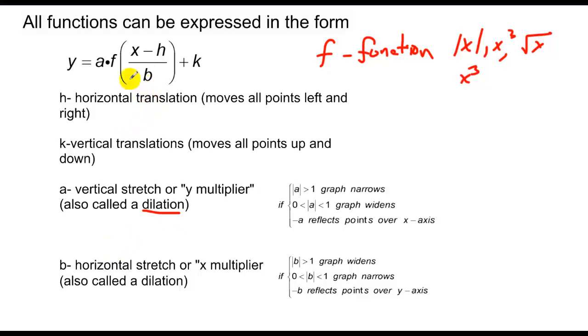Now this B term we haven't really used yet, but we will. It's called a horizontal stretch, or an x multiplier. If B is greater than 1, it's going to make the graph wider. It's going to open it up more. If it's between 1 and 0, it's going to narrow the graph more. And if it's negative, it's going to reflect points over the y-axis. Real important to note all that.